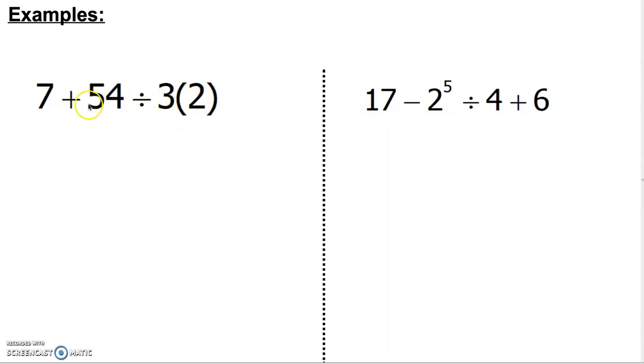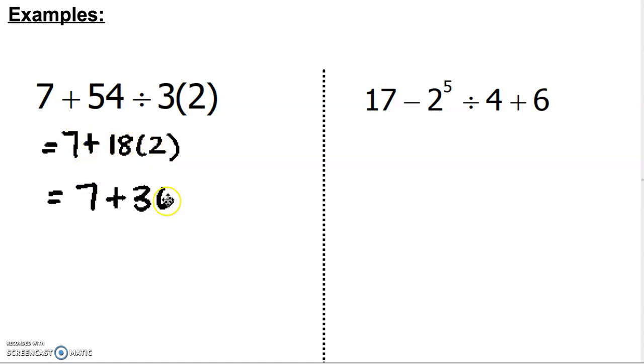We actually do our multiplication and division from left to right. So the first thing we do here is actually the division. So 54 divided by 3 gives us that 18. This set of parentheses is multiplication. So we do the multiplication before we do the addition. So we have 36 from 18 times 2 plus 7, which gives us 43.